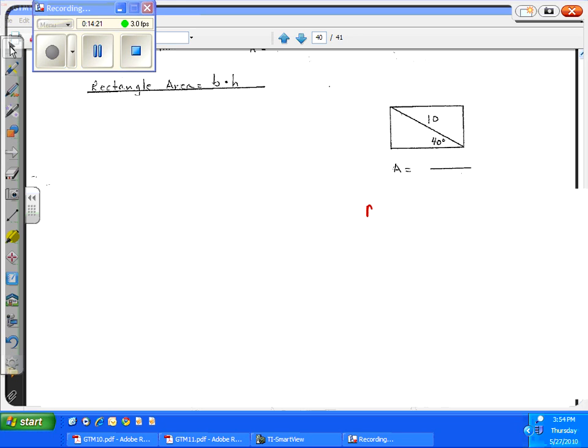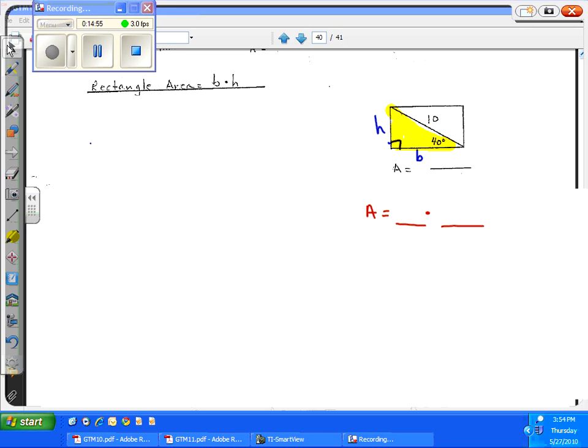Okay, question number 6. We want the area. Area is base, which we don't know, times height, which we don't know. So we need to find the base and height. We know that it's a rectangle. I'm going to call the base B and the height H. And we're going to use half of that rectangle, which is a right triangle, to find our base and height. We know the hypotenuse, and we've got a 40-degree angle.